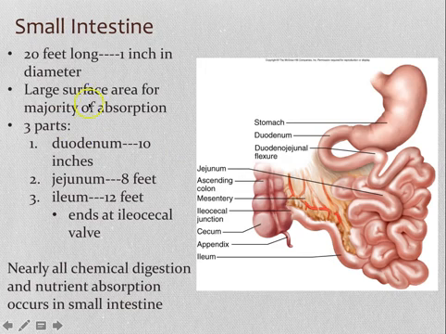The three parts, we just went over that. Again, you don't necessarily have to worry about the actual sizes. It's more just to give you an idea of how big they are relative to one another. But this point right down here is very important. Nearly all the chemical digestion and nutrient absorption is going to occur in the small intestine. Okay, that's its main role.